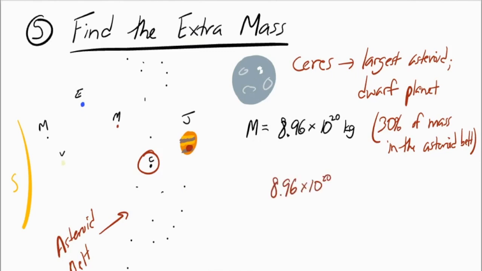We can work this over to 10 to the 24. So we want to work to the left and add to our power of 10. So we work over here. That's once. So now it's 10 to the 21st. It would be 0.896 times 10 to the 21st kilograms.